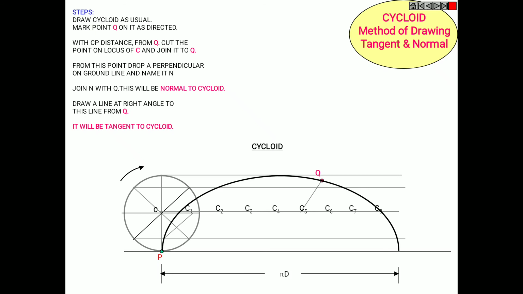So from this point drop a perpendicular on the ground line. So this is CP, a perpendicular line on the ground line, and name it N. Join N with Q, which is your normal to the cycloid, and draw a perpendicular line, a right angle line, to this normal passing through the curve, and that will be your tangent. So the blue colored one is your tangent and the pink colored one is your normal.